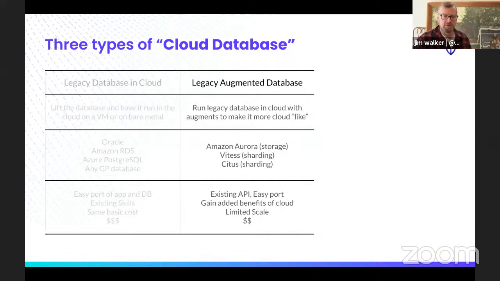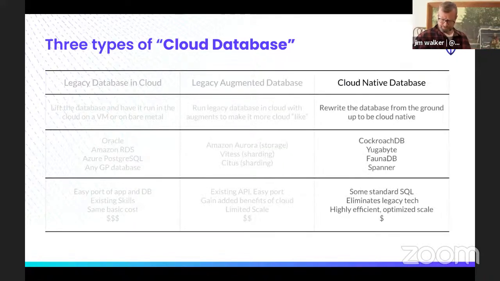Aurora is one of these things where they took a layer of the architecture, the storage layer, and made that distributed. They're augmenting some of these legacy technologies to make them cloud ready and make them more cloud databases. Also interesting stuff and great solutions.